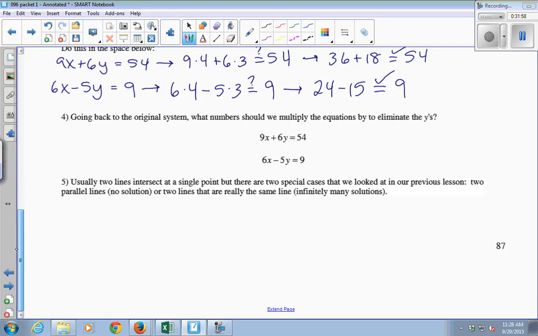Okay. Usually, two lines intersect at a single point, but there are two special cases that you looked at in the previous activities. When you have two parallel lines, in which case there's no solution, and two lines that are really the same line, in which case there are infinitely many solutions.